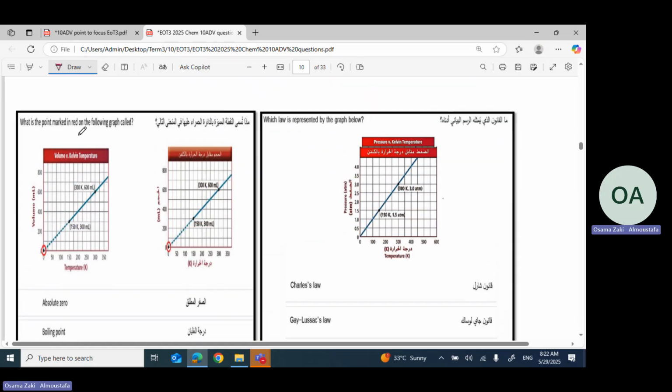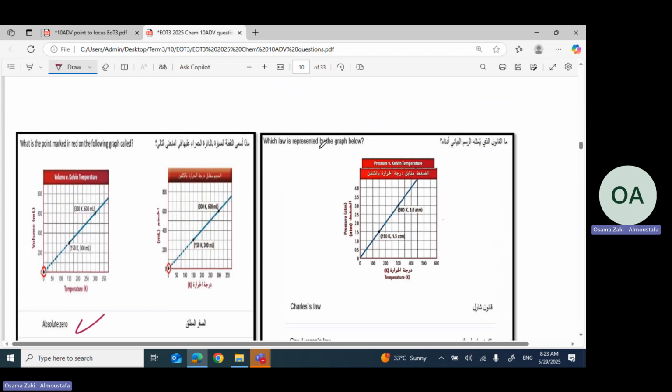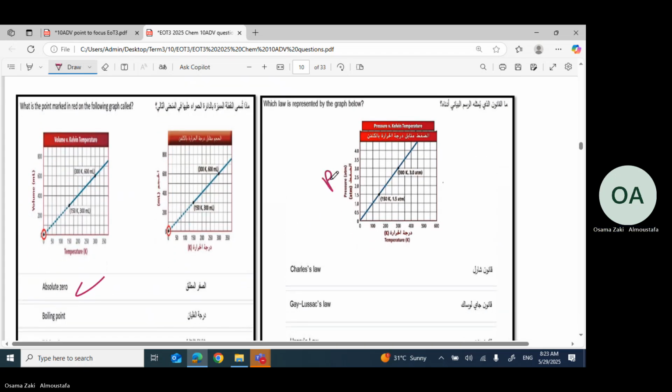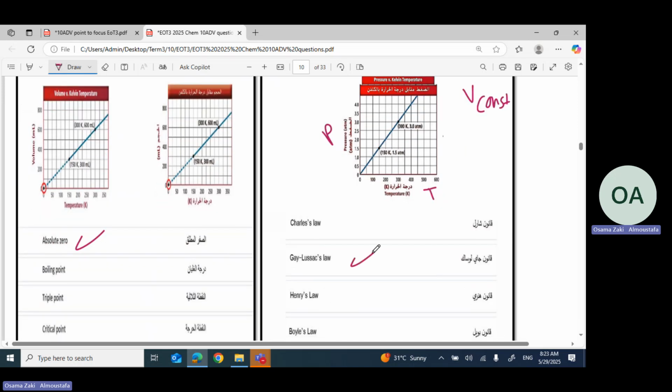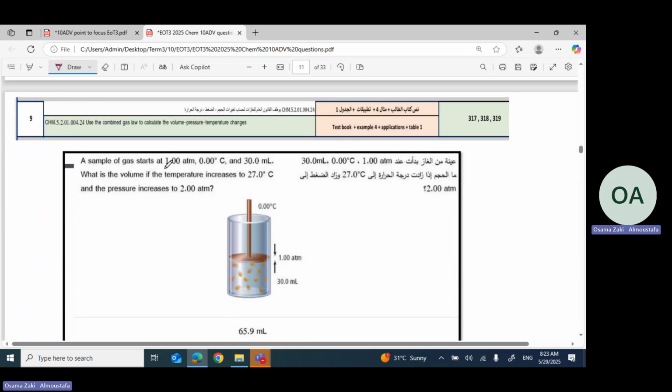Here, what's the point marked in red? Look at this point. This is the absolute zero, represented by the graph. So what do we have here? We have pressure and we have temperature. What does it mean? It means that the volume is constant. It's not mentioned here. So volume is constant, so this is Gay-Lussac's law. Question number 9. Here, this is T1.